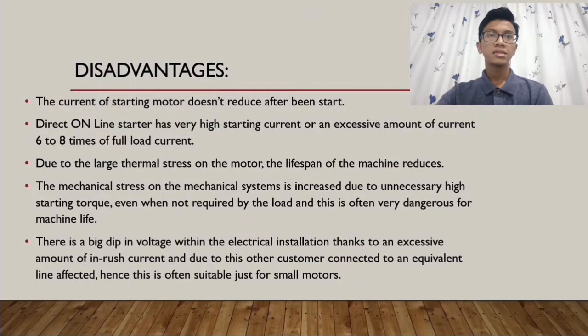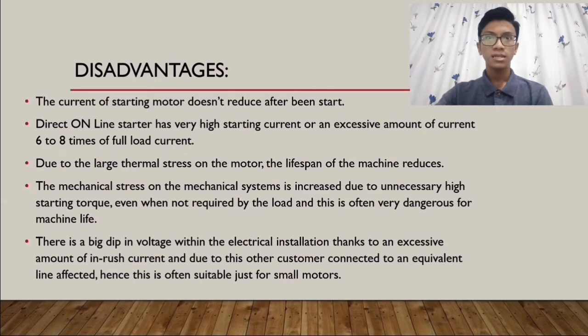And the last is the disadvantage. The disadvantage of the direct online starter is that the starting current of the motor does not reduce after being started. The direct online starter has very high starting torque and high starting current, an excessive amount of current, 6 to 8 times the full load current. Due to the large thermal stress on the motor, the lifespan of the machine is reduced, and the mechanical stress on the mechanical system is increased due to unnecessary high starting torque, even when not required by the load, and this is often very dangerous for machine life.